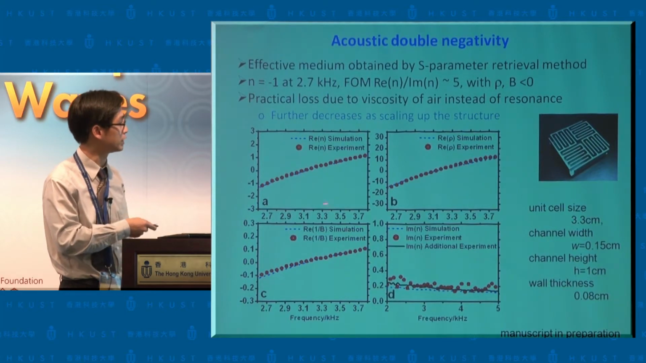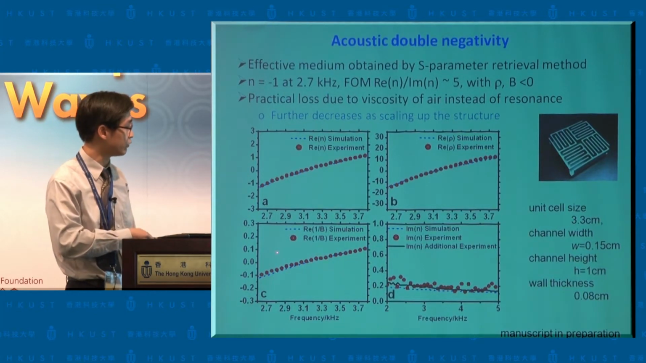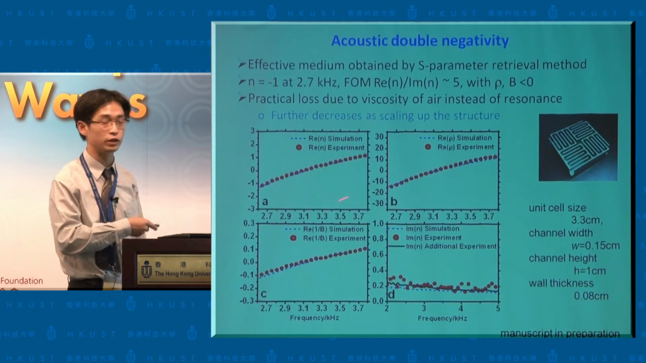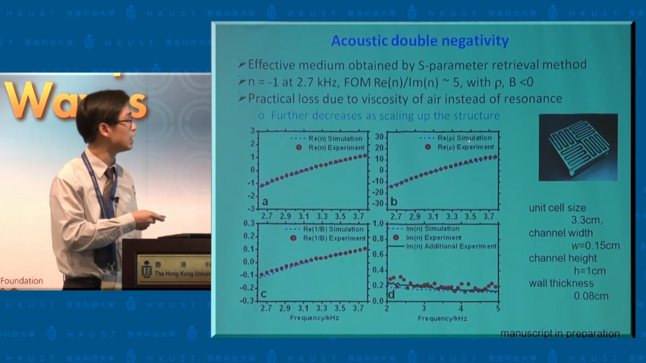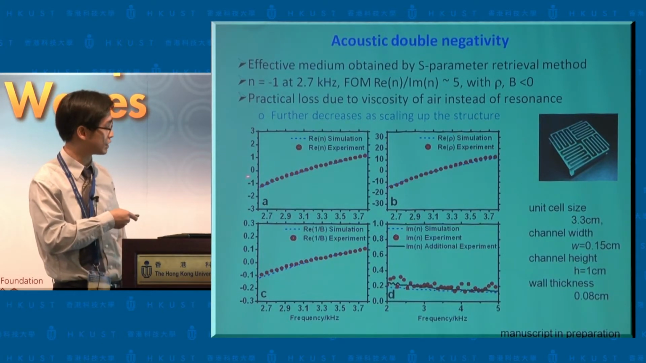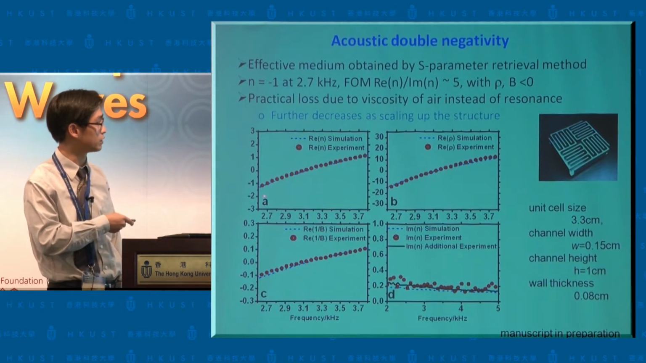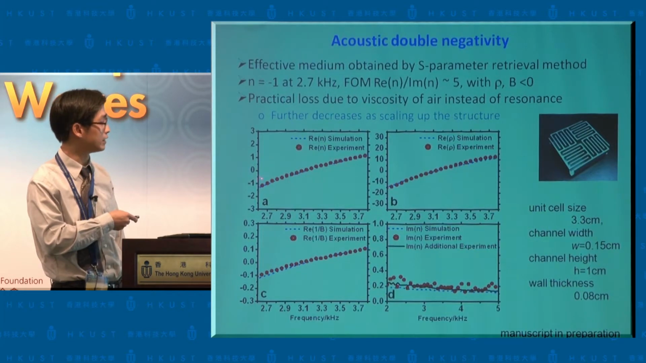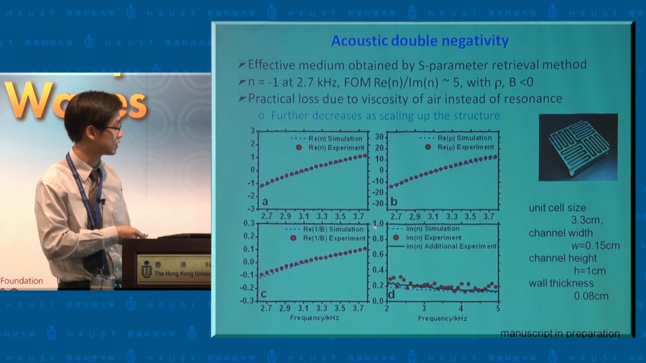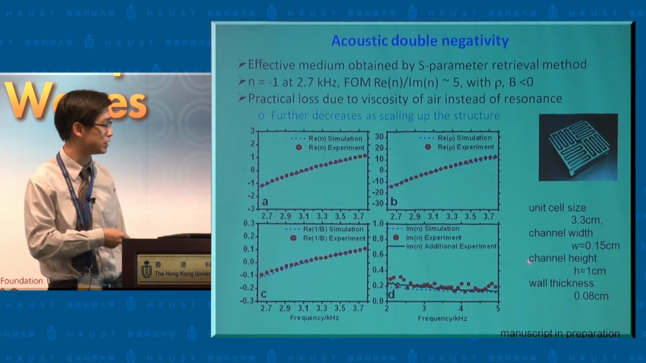You see that I'm plotting index, real part of density, and real part of the reciprocal of the Bow modulus. They correspond to epsilon and mu if this is EM wave metamaterials. And you see that they agree to each other really well. To confirm that, for example, at around 2.7 kilohertz for this sample, we get a negative index of -1. Also experimentally, we can extract the imaginary part of the refractive index, which I show you on the lower right panel.